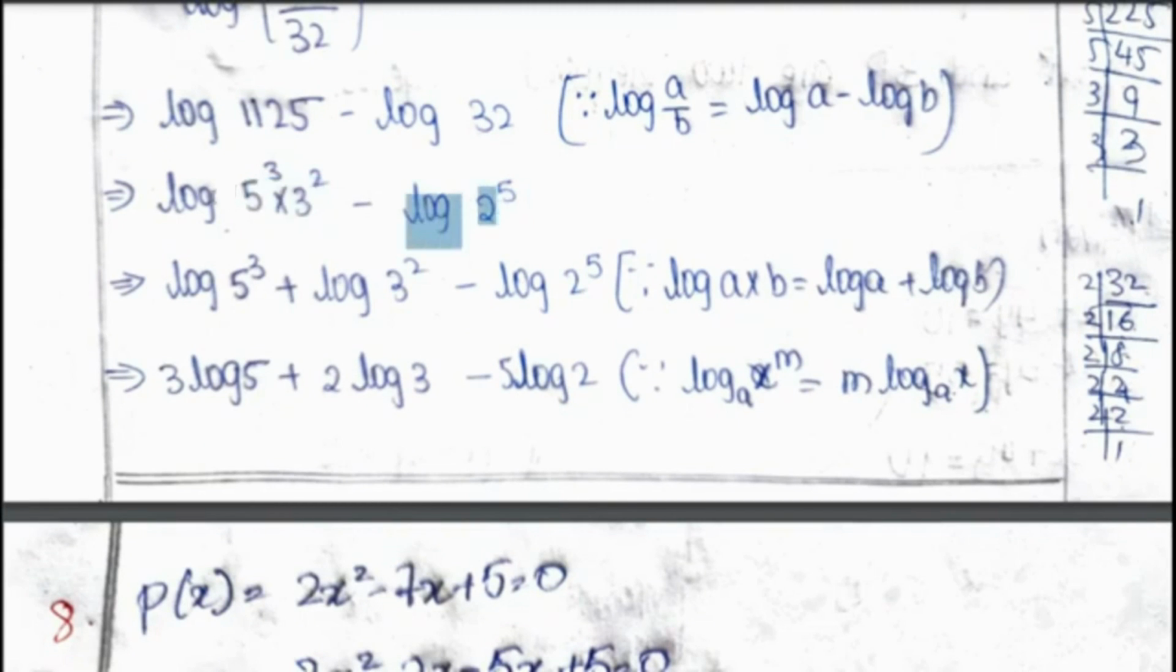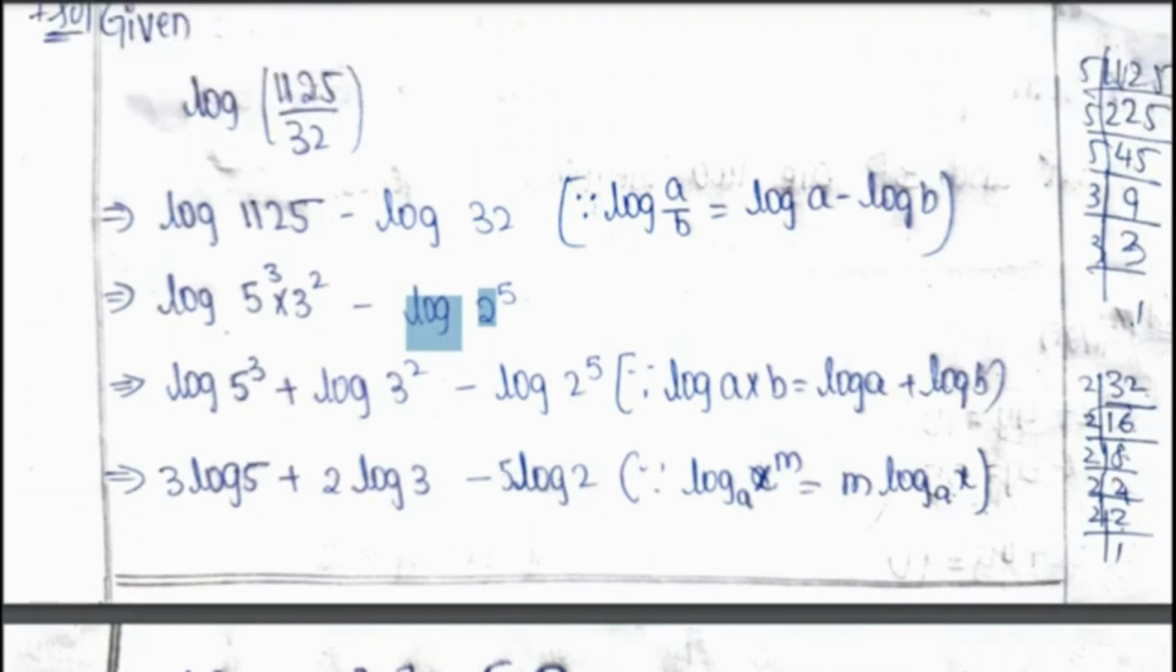We know the formula of log a into b is log a plus log b. Here we will write log 2 power of 5 as it is. So log a power of m is m log a, log 3 power of 2 is 2 log 3, and log 2 power of 5 is minus 5 log 2. So we have expanded log 1125 by 32 as 3 log 5 plus 2 log 3 minus 5 log 2. While you are expanding, don't forget to write the formulas on the right side of the page, students.